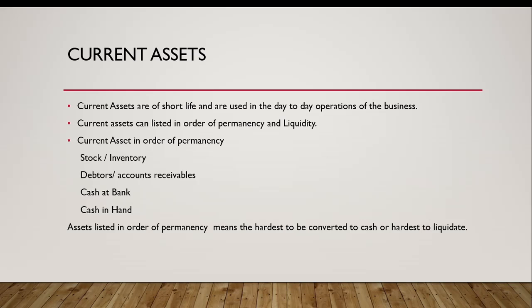So we have stock; another name for stock is inventory. We have debtors, or accounts receivable. We have cash at bank and cash in hand. And once more, assets listed in order of permanency means the hardest to be converted to cash, or the hardest to be liquidated.